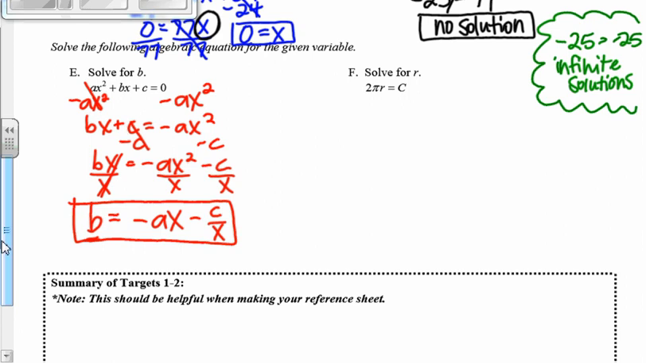And then we're going to solve for r in the second equation. So this one's a little bit different because instead of all the addition and subtraction that we did on E, we're going to be dealing with multiplication and division. So to get r by itself, we would have to divide by 2, but also pi. So we're going to divide by 2 pi on both sides. The 2's would cancel out, the pi's would cancel out. So we have r equals c over 2 pi. And none of those are like terms in order for us to combine them. So again, those are called literal equations. And that's targets 1 and 2.